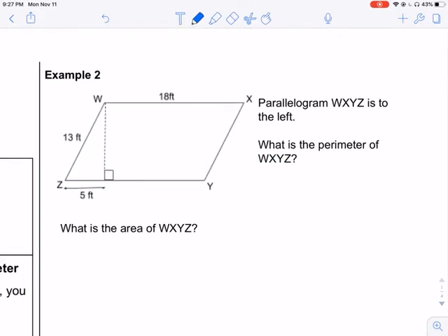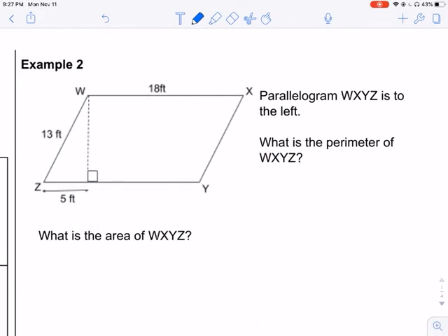Finally, if you flip over to the back, we have example 2, and it's telling us about the parallelogram. It means the sides are parallel to each other, so WX and ZY are parallel, as well as ZW and YX. The first thing they want to know is the perimeter. I know that if this is 18, then this side over here would also be 18. And if this is 13, then this side would also be 13.